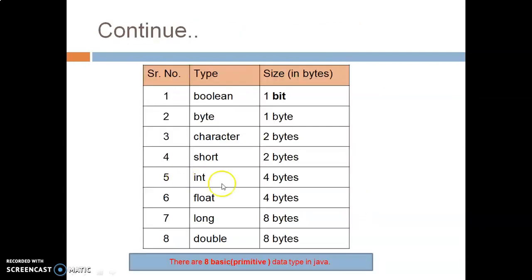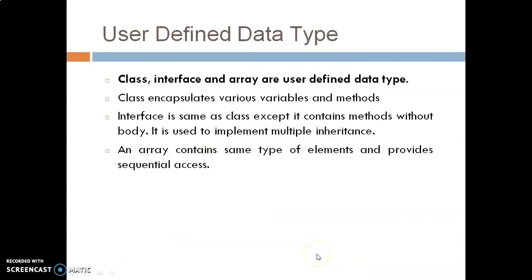Here you can see this is the tabular structure according to the size. According to size, you can see here Boolean consumes 1 bit, byte consumes 1 byte and so on. So the highest is for double, that is 8 bytes. These are the 8 basic data types in Java.